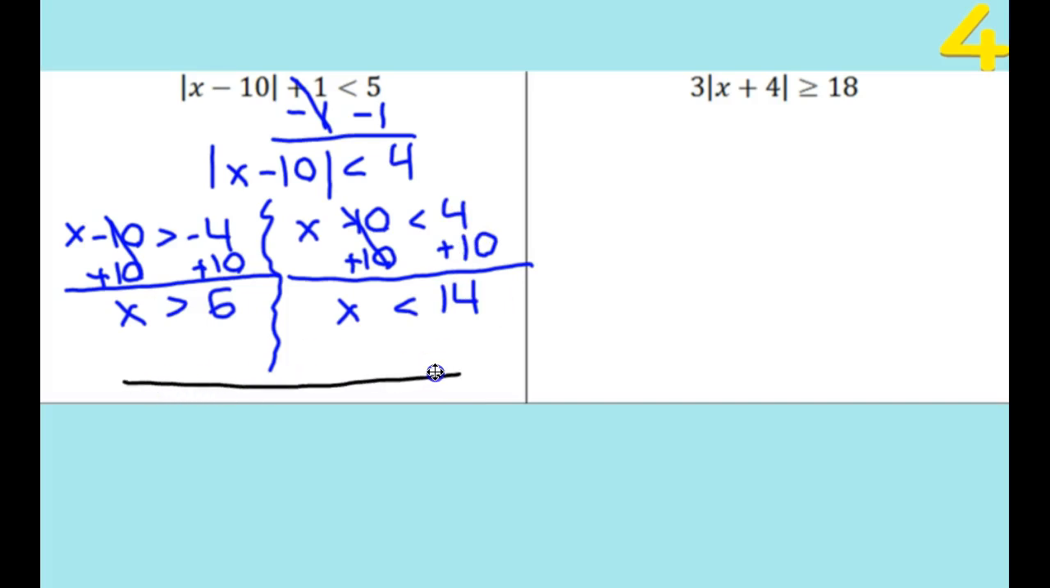Now we have to graph our two answers. They're less than or greater than signs, so we're going to have an open circle, one at 6, pointing to the left, and one at 14, pointing to the right. So x can be anything in between 6 and 14.